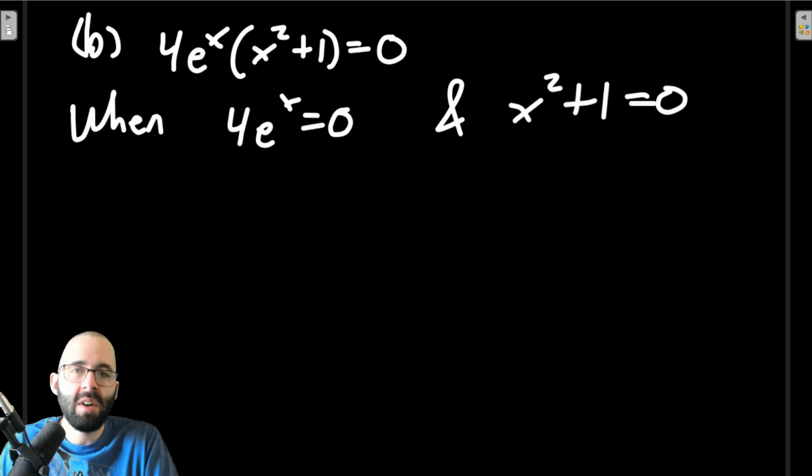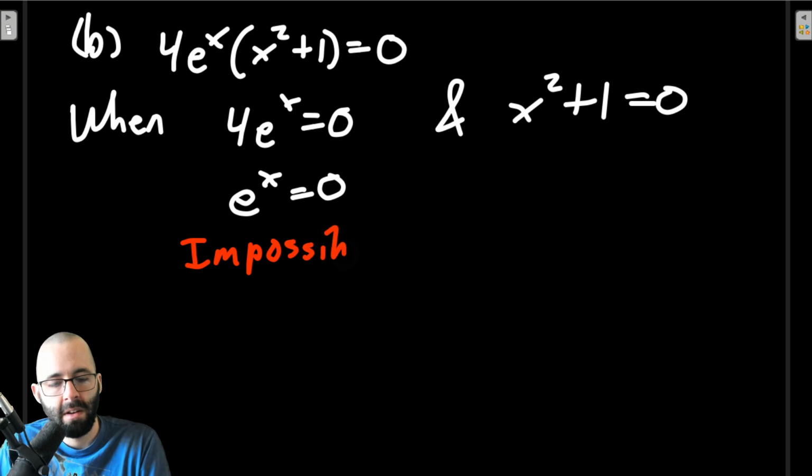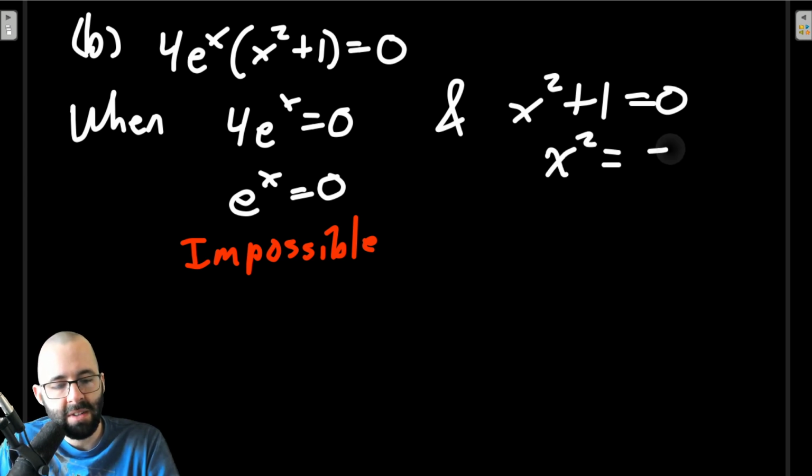All right, and we solve each of these individually. Divide by 4, e to the x equals 0. The range of e to the x is positive. e to the x can never equal 0. This is impossible. You could try to take the natural log of both sides, but you get the natural log of 0, which doesn't exist. Over on the right-hand side, we get x squared equals negative 1.